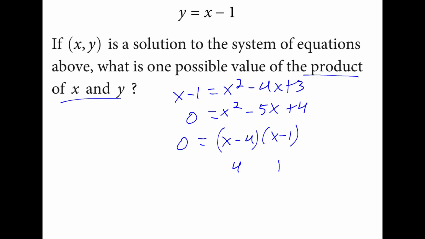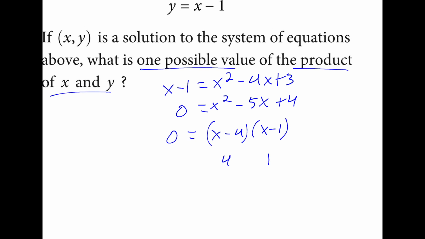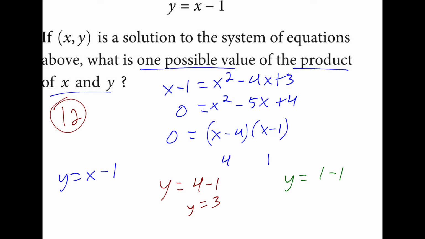Now they're talking about one possible value, so they're allowing that there's more than 1 answer. So if y is equal to x minus 1, let's plug in these different values. So y is equal to 4 minus 1 is one possibility, or y is equal to 1 minus 1 is the other. So it's possible that y is 3, so 4 and 3, which would give us 12. Or it's possible that we're looking at y is equal to 0. So 1 times 0, 0 is another answer. And I think those are the only two, 12 or 0.